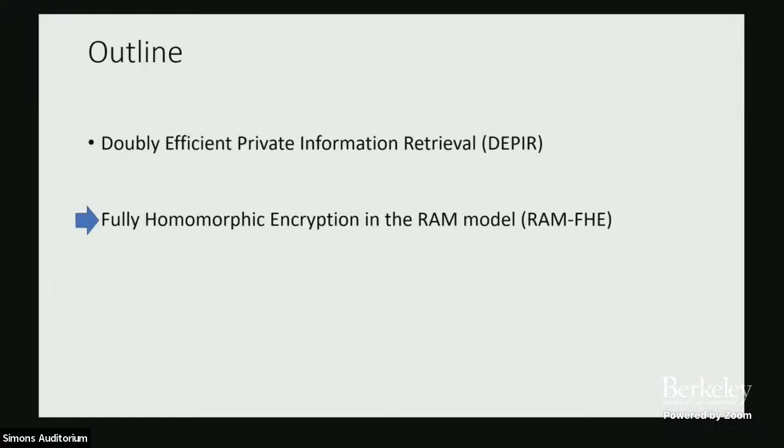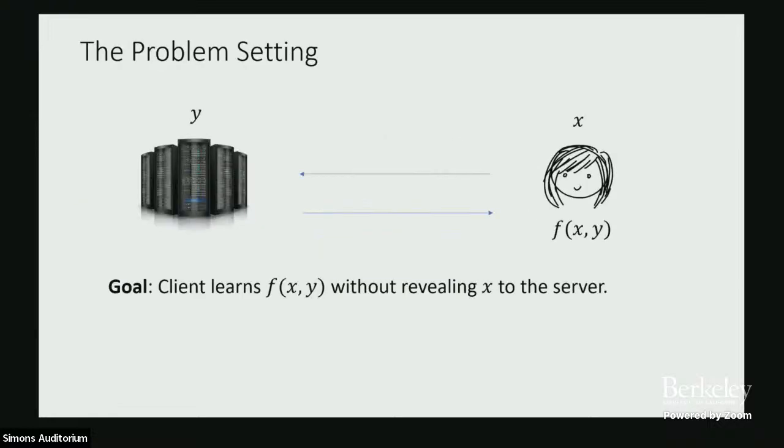Good. Okay, so now I want to tell you a little bit about how to go from this doubly efficient private information retrieval to fully homomorphic encryption in the RAM model. First, let me tell you what the problem setting is. Here we have a server that has some arbitrary value y. You can think of it as a big database. Maybe it's not big, maybe it's small. And we have a client that has a private input x, and we want the client to learn f of x, y without revealing x to the server. So x is the thing we're trying to keep hidden.